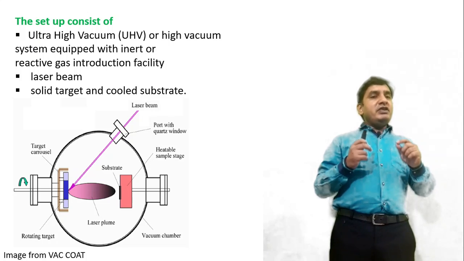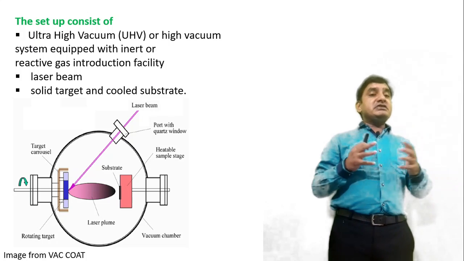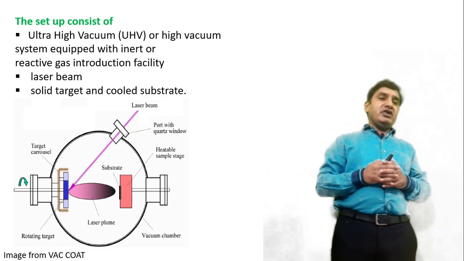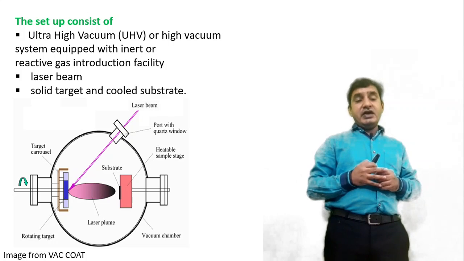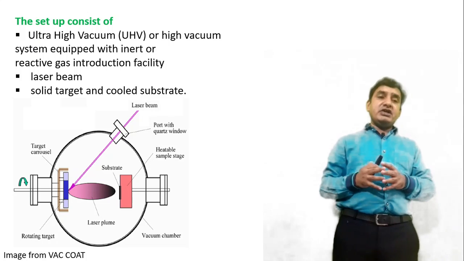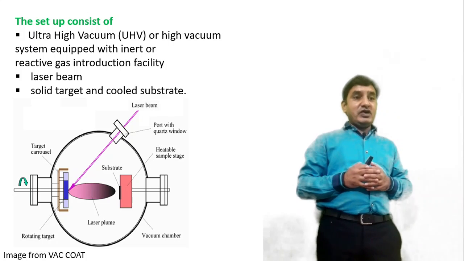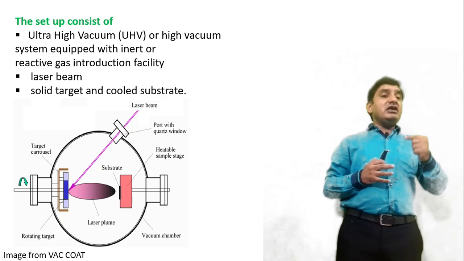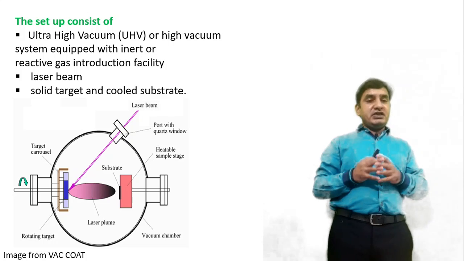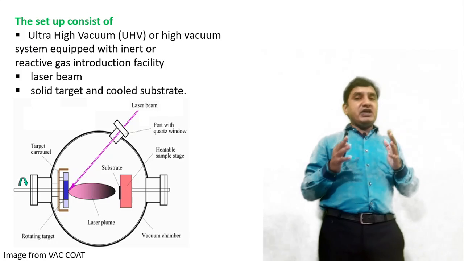Now when the laser beam is incident on the target material, a laser plume is formed, and this plume consists of atoms. These atoms are deposited on a glass substrate so that we get the thin film. Here the target material can be rotated, and the sample or the substrate is placed on a heatable sample stage.